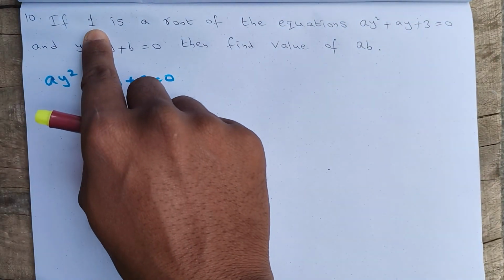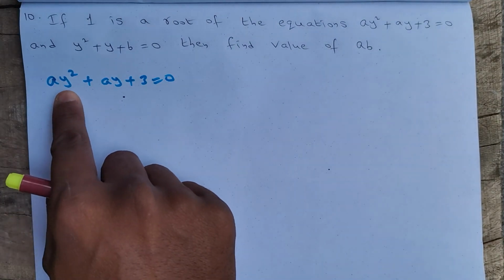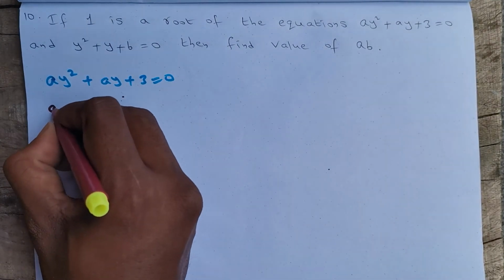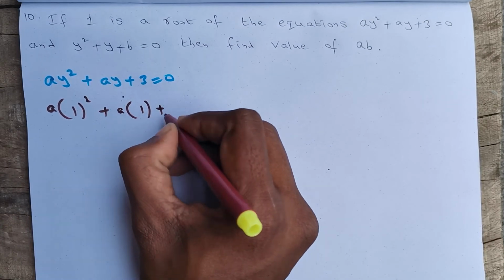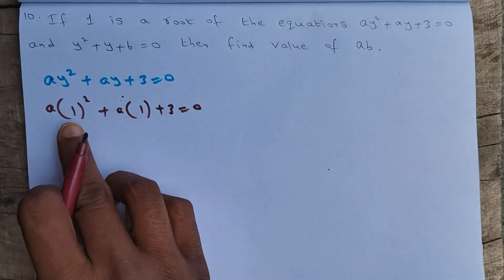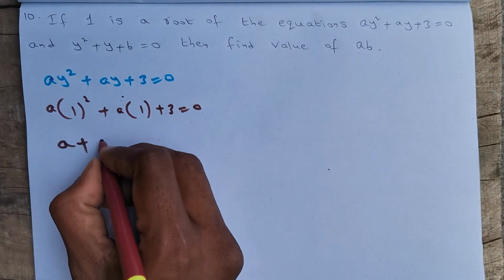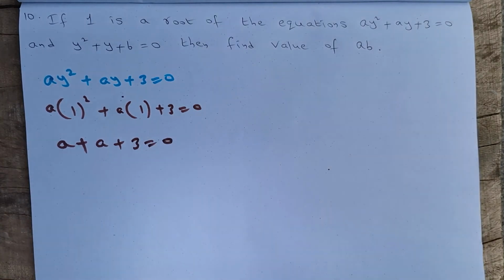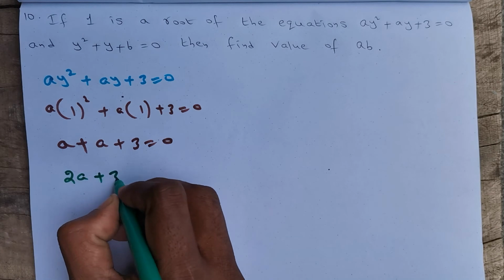1 is a root or zero or solution. So what we will do, in the place of y, substitute 1. a into 1 square plus a into 1 plus 3 is equal to 0. 1 square is 1, 1 into a, plus a into 1, a, plus 3 is equal to 0. Then a plus a, 2a plus 3 is equal to 0.